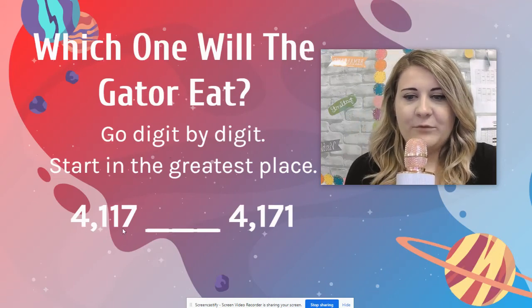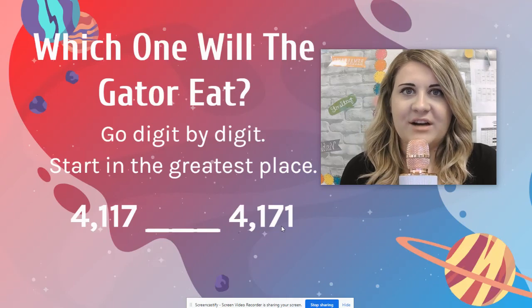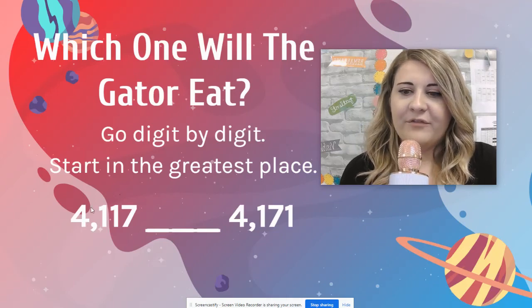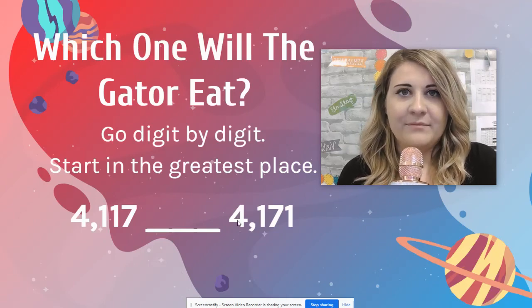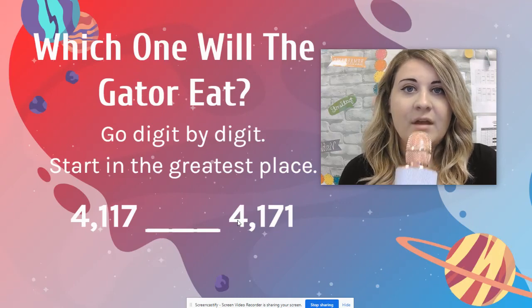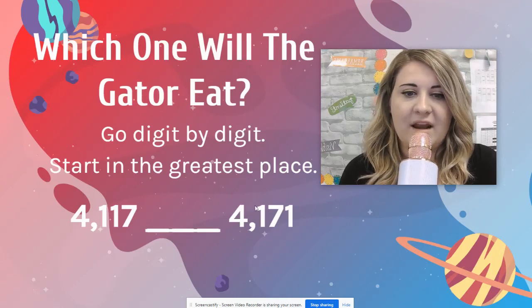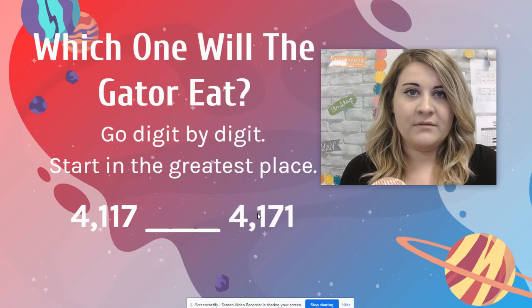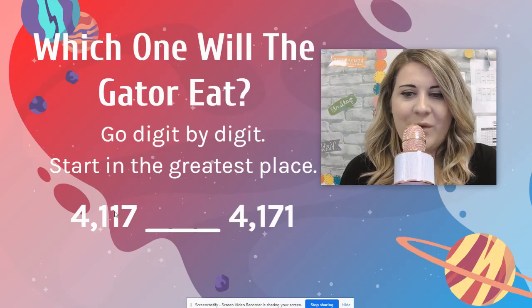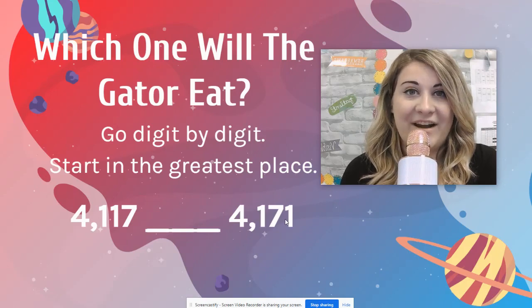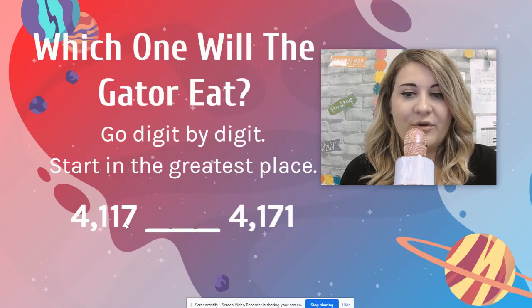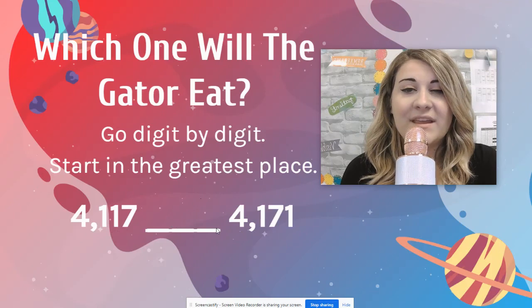We have a 4-digit number and a 4-digit number. So now we're going to start in the thousands place. We've got a 4 and a 4. They're the same. So we move to the hundreds place. Good. I've got a 1 in the hundreds and a 1 in the hundreds. So we're going to move to the tens place. Good. I have a 1 and a 7. Finally, it's different. Okay. Which one is bigger? The 1 in the tens place or the 7 in the tens place? The 7. So that's the one the Gator's going to eat.